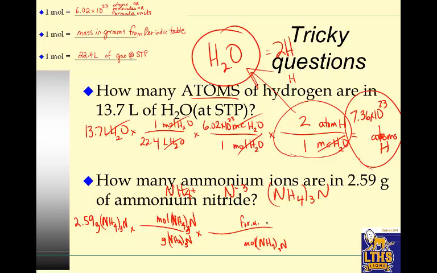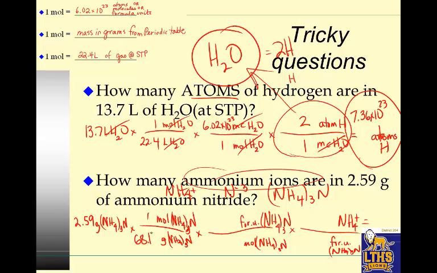That gets us to moles, and then moles of ammonium nitride can change into formula units of ammonium nitride. But we're not done, because I want just the ammonium ions in that. There are actually more ammonium ions, because for every formula unit of ammonium nitride, there are some ammonium ions in it. Let's fill in some numbers. 1 mole equals grams. I have to get grams from the periodic table. There are 2 nitrogens and 12 hydrogens, so I get 68.16 grams. And for every 1 mole, there's Avogadro's number of formula units.